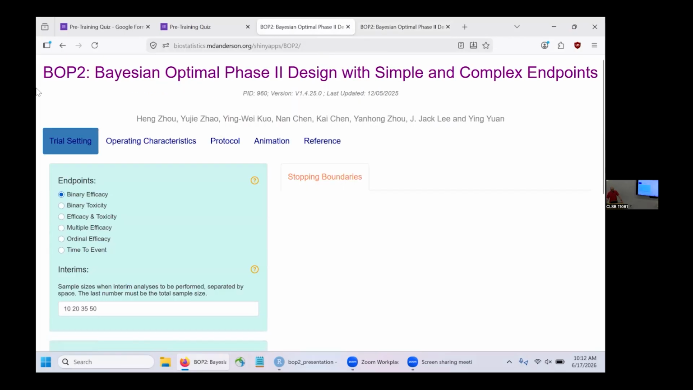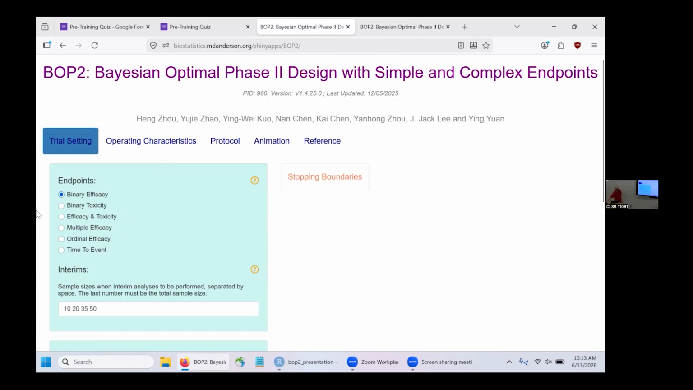MD Anderson, in their wisdom, has created this super useful Shiny app. If you've ever done a BOP2 design, or excuse me, a Bowen design, I'm sure you've used a similar app. So this is going to make our lives super easy. And you'll see here are the possible endpoints. That's the first thing we can select. We're going to talk about binary efficacy first.